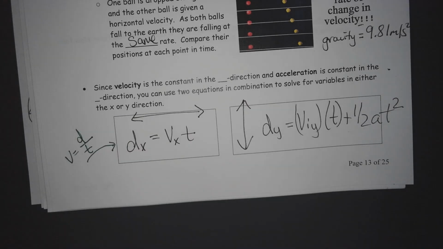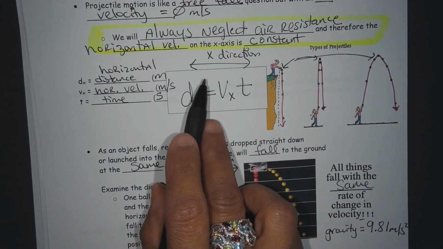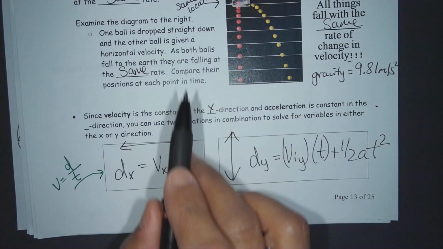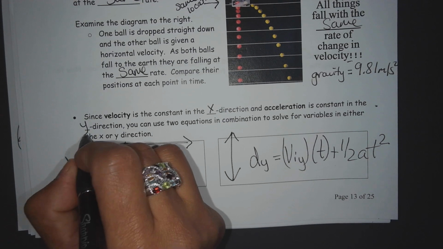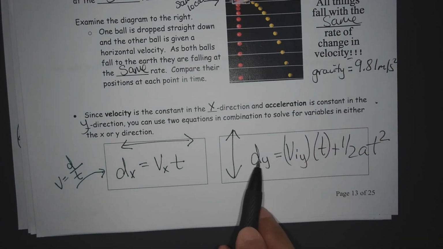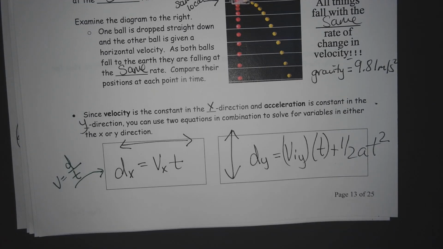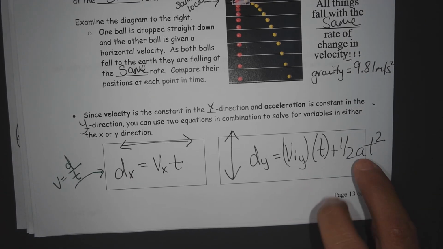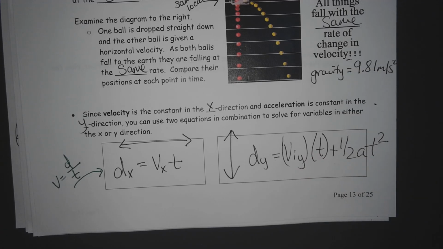And it says here, since velocity is constant in the x direction, that's what I highlighted up here. Horizontal is the x direction, and acceleration is constant in the y direction, which is gravity over here. Then there's only a few variables that we do need to figure out. And did you notice that on this one over here, there's nothing under t. Both of those t's just say t. Why? Because it doesn't matter if t is in the x or y direction.